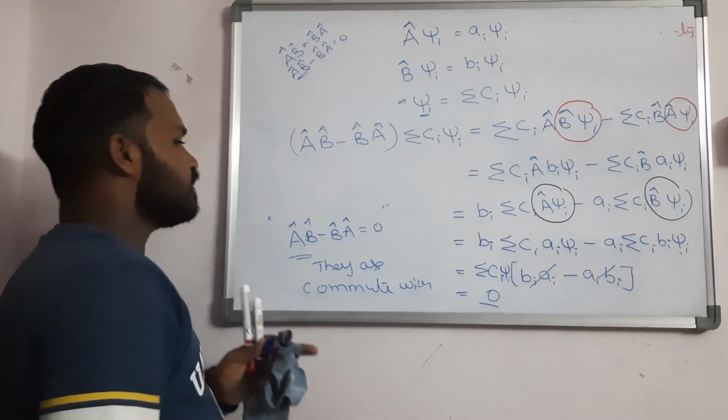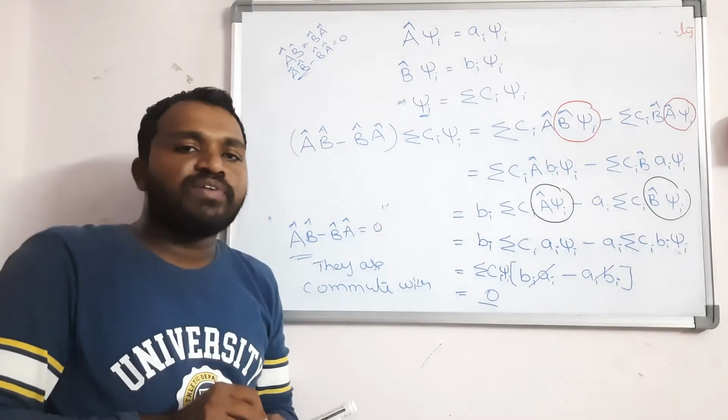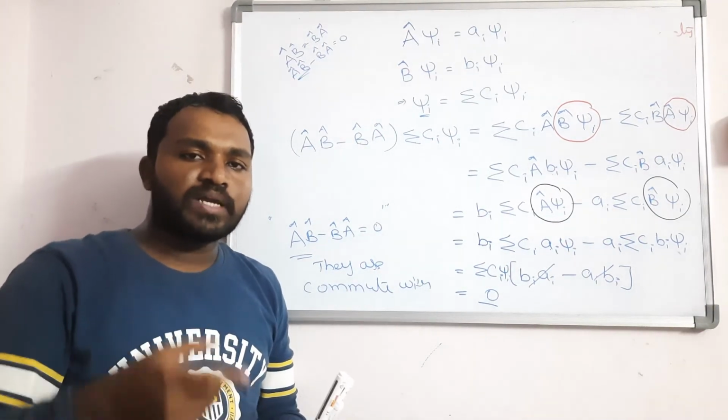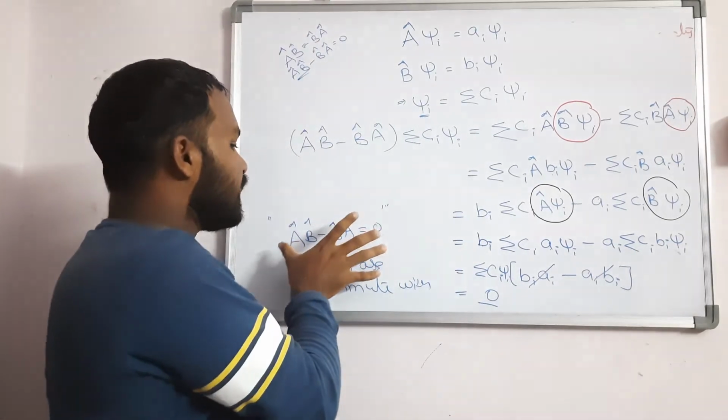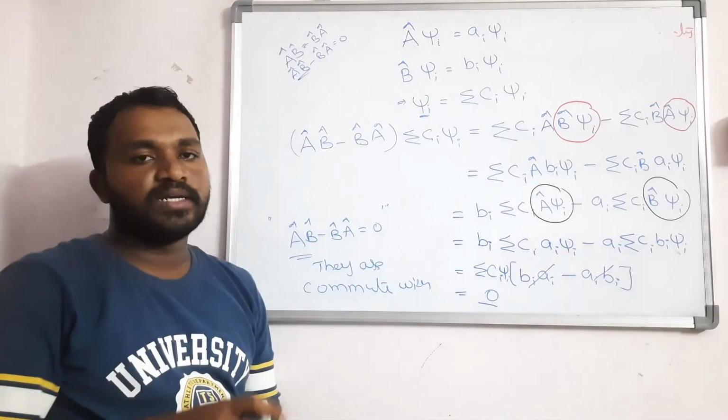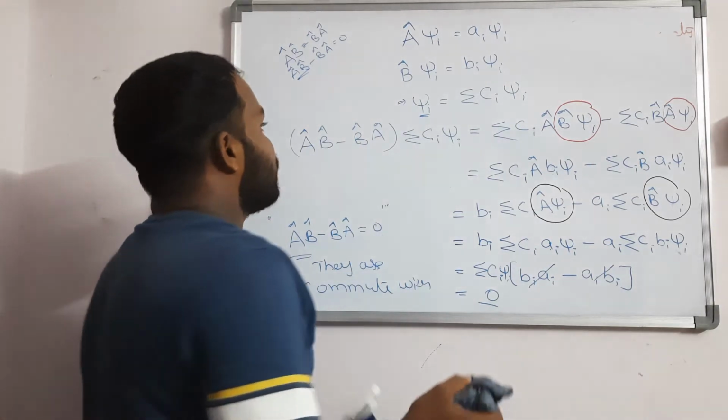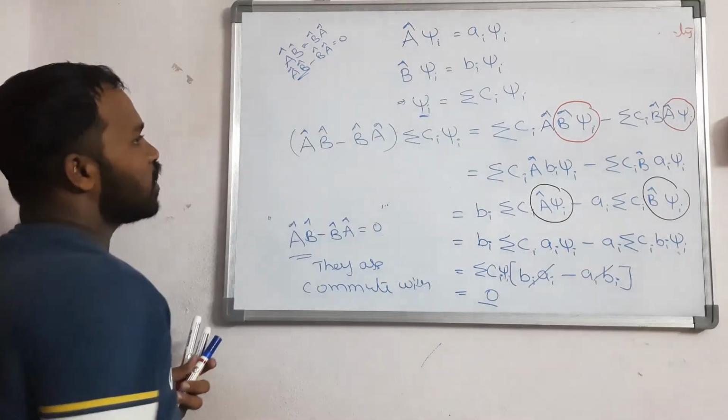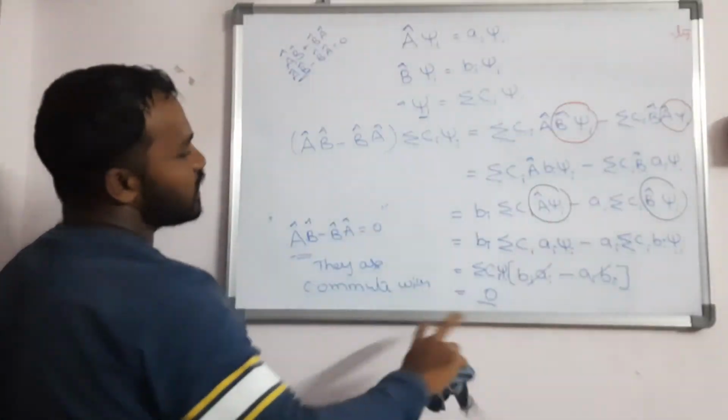So this is the expression for eigenfunctions of commuting operators. These A cap and B cap are the commuting operators. This is the expression for eigenfunctions of commuting operators. Very simple concept. You should substitute the values, then you will get the answer.